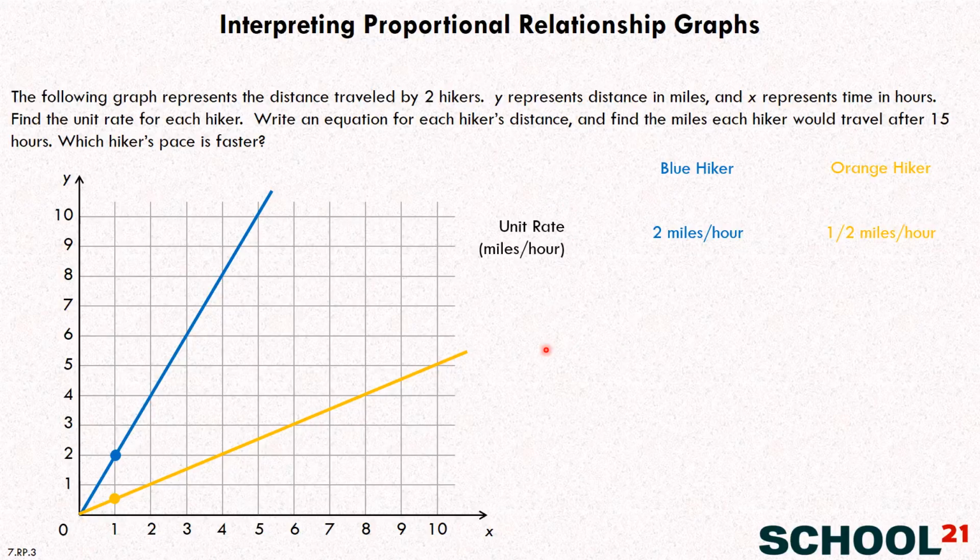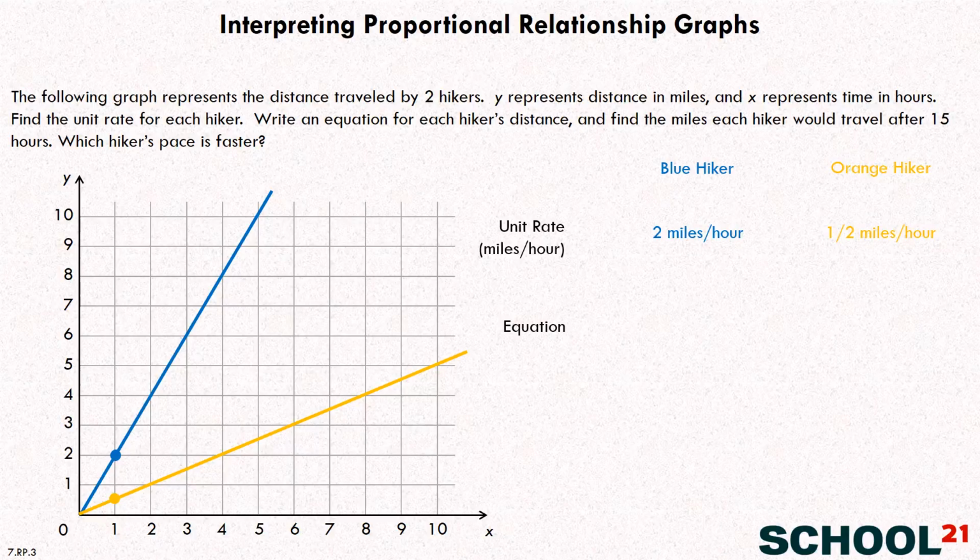So let's set up a place to do that. We want an equation, and remember, with a proportional relationship, your equation is always going to be in the form y equals some number times x. The great thing is that you can use these unit rates because the unit rate is the same as the constant of proportionality. Okay, so what would our equation for the blue hiker be?